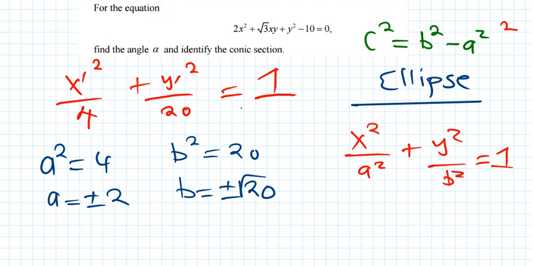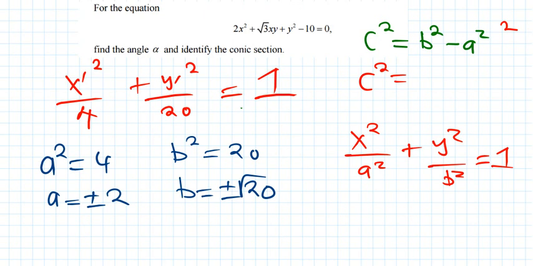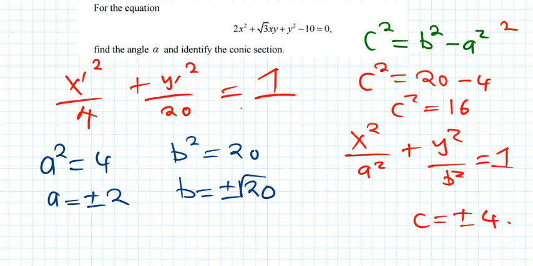so now at this point I hope you've written down the coordinates. So our c squared becomes, my b squared is 20, our a squared is 4. So our c squared becomes 16. So our c, therefore, is plus or minus root of 16, which is 4.